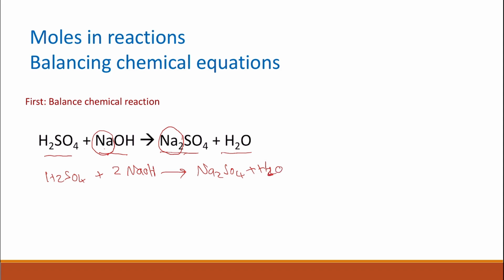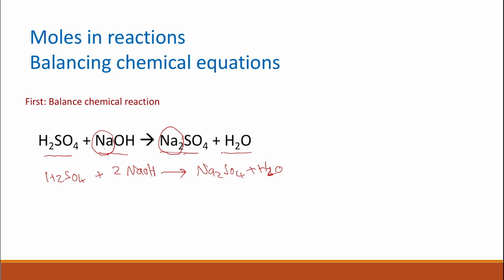Now let's have a look at the other atoms in the equation to make sure that we have balanced it or not. The second atoms we will look at are the oxygen and the hydrogen. So let's count our hydrogens.